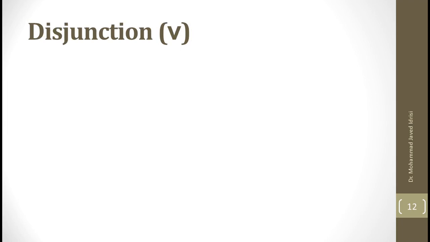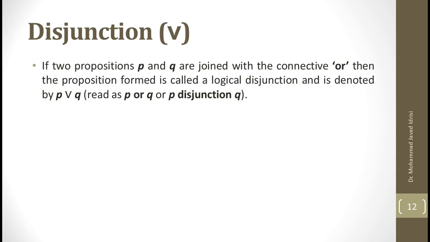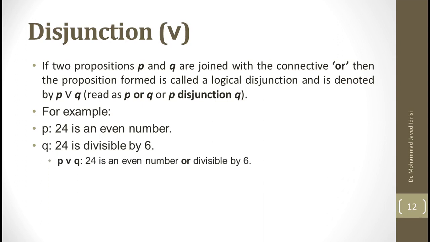Now, the second logical connective, that is disjunction. If two propositions P and Q are joined with the connective OR, then the proposition formed is called logical disjunction and is denoted by P or Q. We read it as P or Q or P disjunction Q. For example, let P be a proposition 24 is an even number, and Q another proposition 24 is divisible by 6. Then the disjunction of P and Q is given by 24 is an even number or divisible by 6.